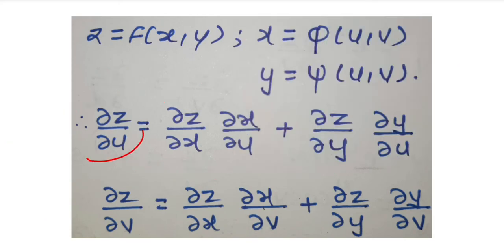So now let's find delta z upon delta u. Now z is dependent on x, y, so first we will differentiate z with respect to x, and we will add that term with the differentiation of z with respect to y.